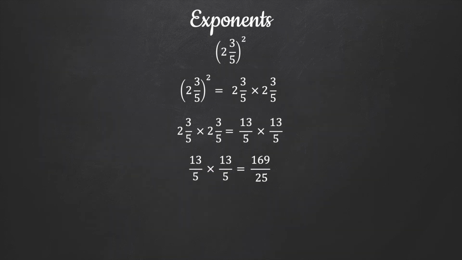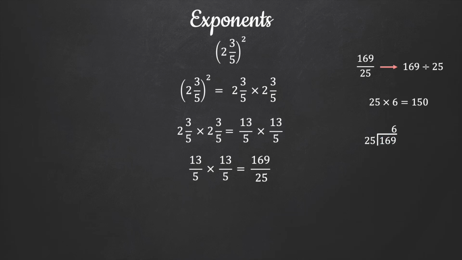We have our answer. However, it's written as an improper fraction. So we want to go ahead and write that as a mixed number. In order to do so, we have to do 169 divided by 25. So we're going to set up our long division. 25 does not go into 1. 25 does not go into 16. But 25 goes into 169 6 times.